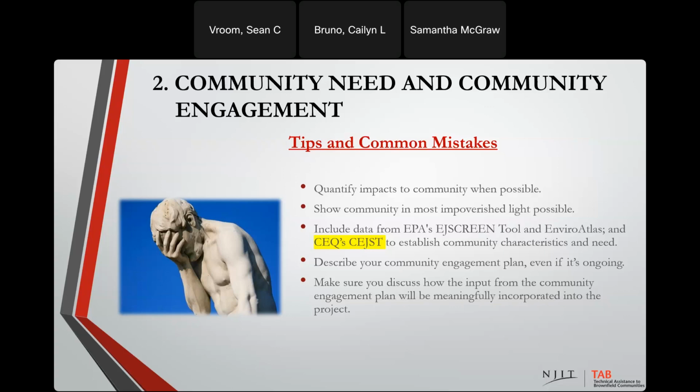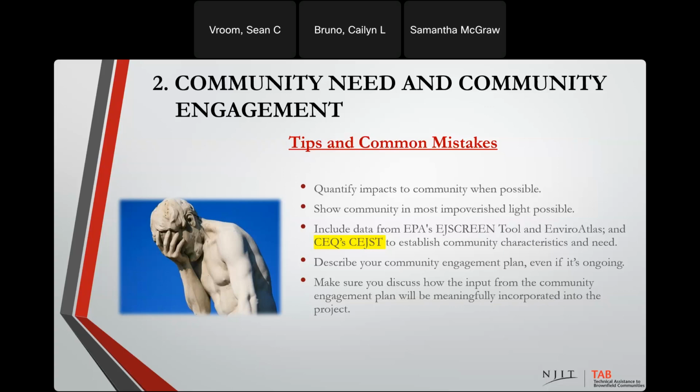You want to show your community, again, I mentioned this earlier, in its most impoverished light possible. You want to include data from EPA's EJ Screen tool, as well as EnviroAtlas, and again, CEJST, to establish the community's characteristics and need. And if you're not familiar with CEJST, it stands for Climate and Economic Justice Screening Tool, and it was developed by the Council on Environmental Quality, just so you're familiar with what the acronyms I've listed mean.